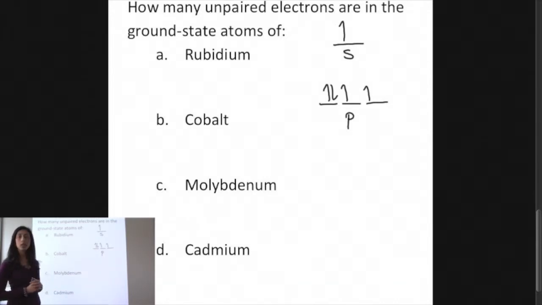So let's go ahead and begin. Make sure you have a periodic table out if you don't already have one, because you're going to need it. So the first atom is rubidium, and we want to know the number of unpaired electrons.